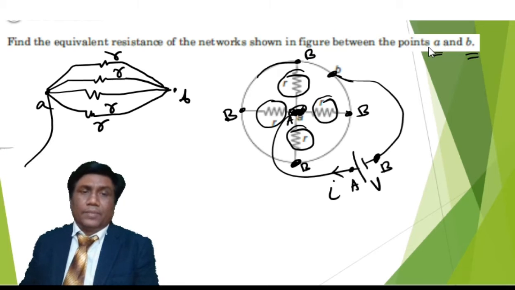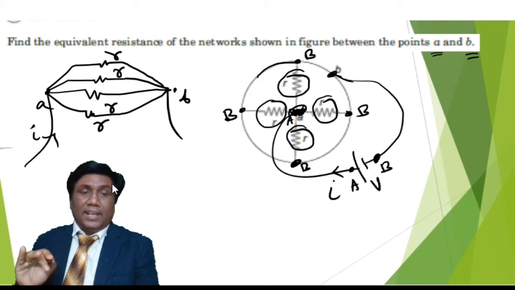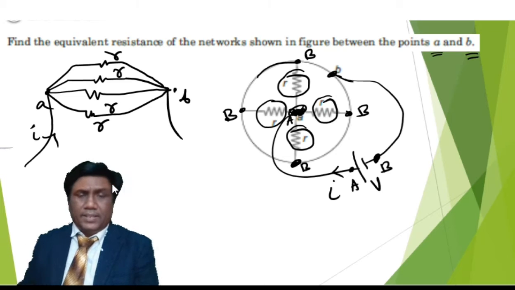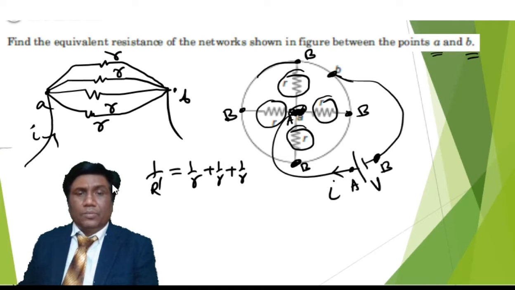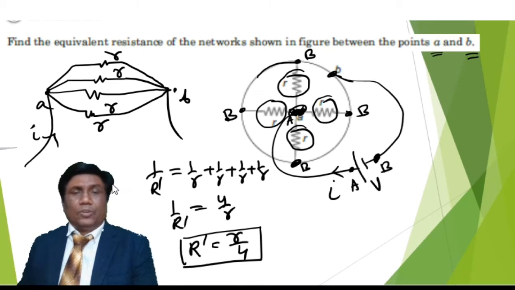We need to find out the resistance between A and B only. So what is the opposition to the current when current enters at A and leaves at B, or vice versa? So 1 by R equivalent is nothing but 1 by R, 1 by R, 1 upon R, and 1 upon R. So it is nothing but 4 upon R. That is 1 by R dash. So R dash equal to what? R upon 4. So that is the net equivalent resistance.